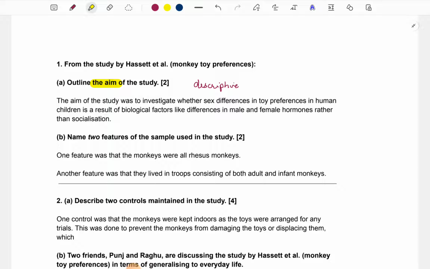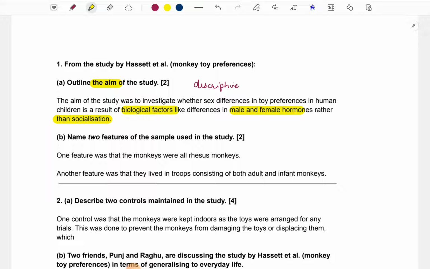They were not doing this study to establish what toys monkeys like. By using monkeys, they wanted to establish what toys humans like, and more than that, they wanted to establish that these preferences are a result of biological factors like male and female hormones, testosterone and estrogen, not because of socialization. That should come across in the aim of the Hassett et al. study.